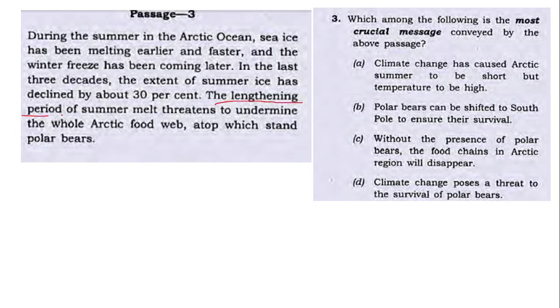The lengthening period of summer melt threatens to undermine the whole Arctic food web, of which the polar bear stands very important. Because of this climate change, the summer is longer, and the melt threatens the entire Arctic food web. Let us look at the most crucial message. Option A: climate change has caused the Arctic summer to be short but temperature to be high. No, it has not said short. It is telling the summer is longer.